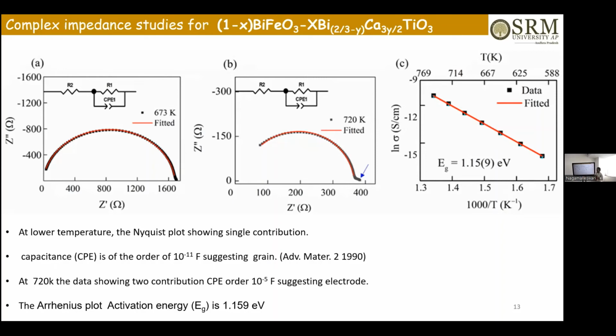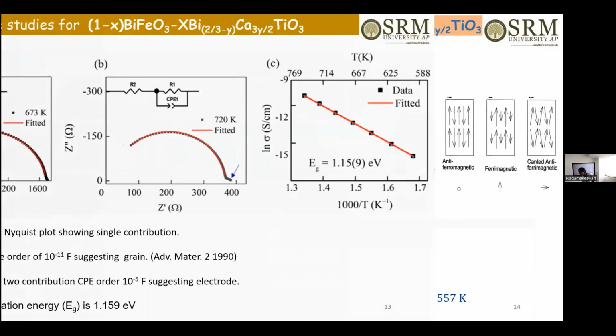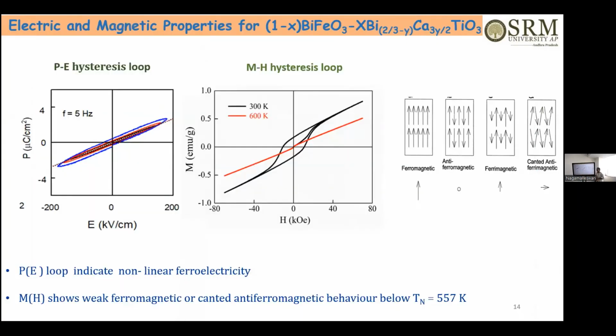After that, we measured using an Arrhenius plot. The activation energy of the grain boundary is 1.159 electron volt. Next, the electrical and magnetic properties of this composition. As we can see, the PE loop of this composition shows non-linear ferroelectric behavior. After that, we made a magnetic measurement of the composition. The MH loop suggests that at room temperature it is weak ferromagnetic or canted antiferromagnetic behavior.